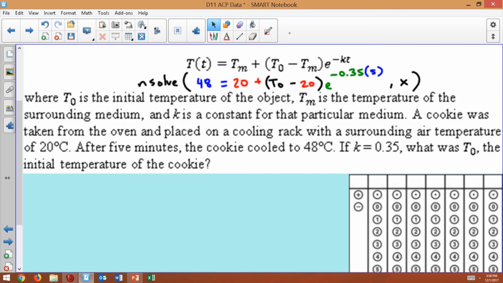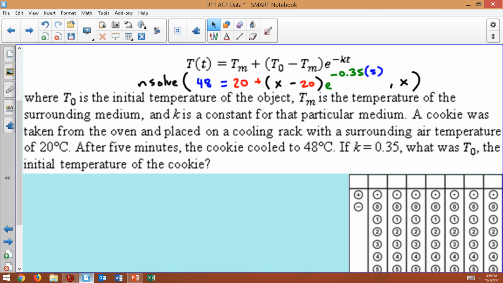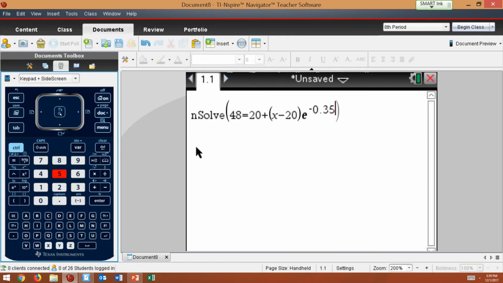So over here, if I want to insolve this, I want to put an X right there because I don't know what that is. So that would actually be our X. X minus 20. And then on the outside of the parentheses, we have the e to the power of negative 0.35, I believe. Let me check. Yep, times 5. Now, after you type in everything, you go outside and press comma X. That's what we solve for.